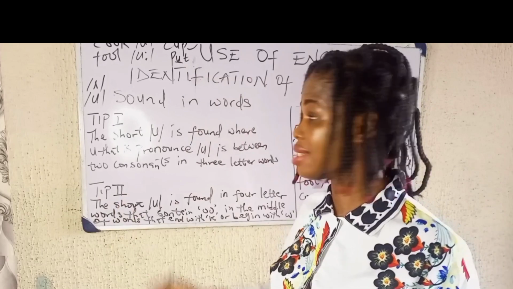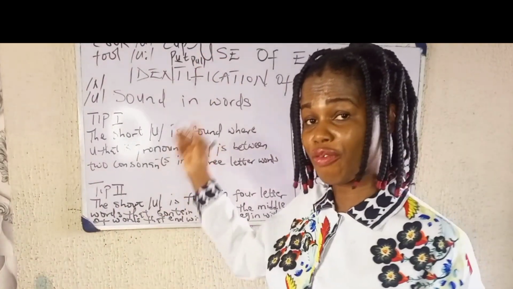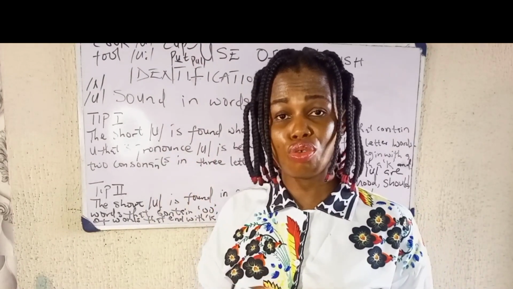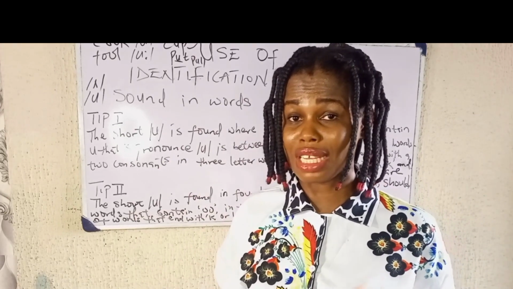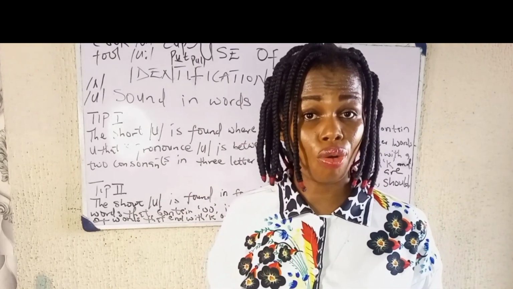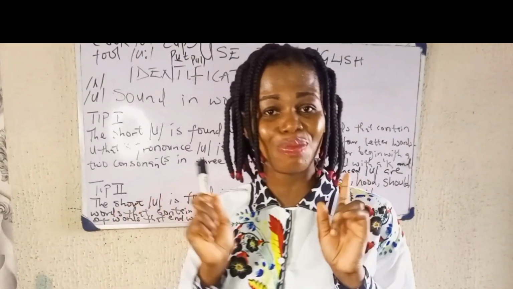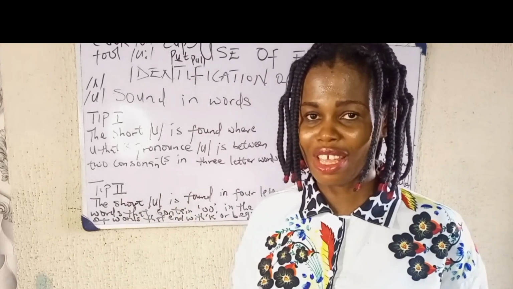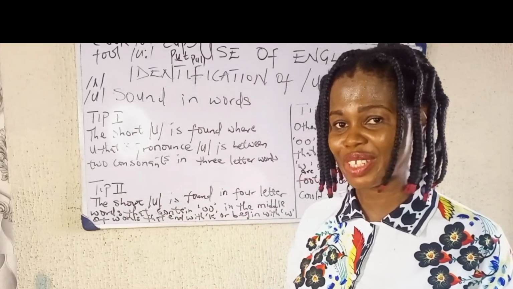Another example is pool. When you have U between two consonants, the U will be pronounced U, short U. That is the U that we Nigerians pronounce U, not the ones we pronounce O. Now, the second tip I'm going to give you, maybe not the most important tip, but very, very important.